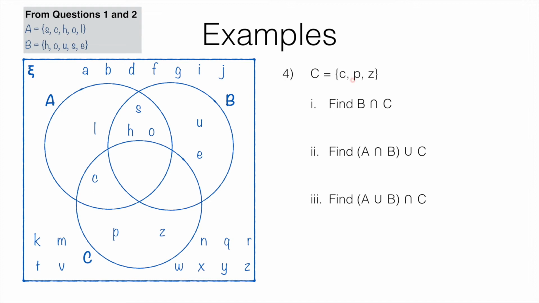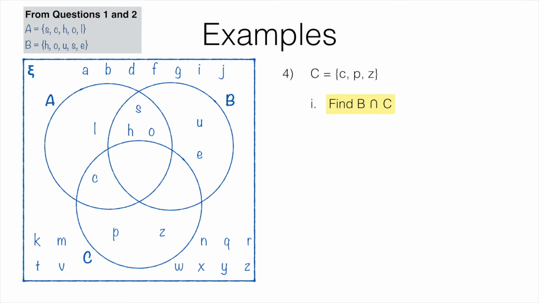Similarly, the letters P and Z belong to set C, so they need to be inside this circle. But because P and Z don't belong to A or B, we can't put them in any of these regions that I'm pointing at right now. And then all the letters that we haven't already used inside these three sets need to be shown on the outside of them. So we've got our complete universal set. All 26 letters of the alphabet are in here.